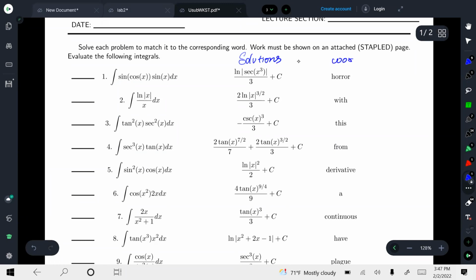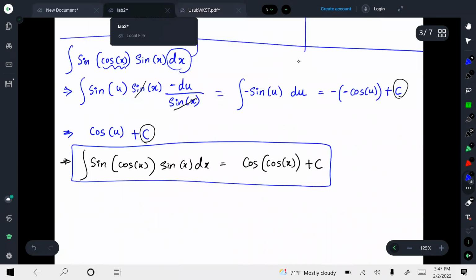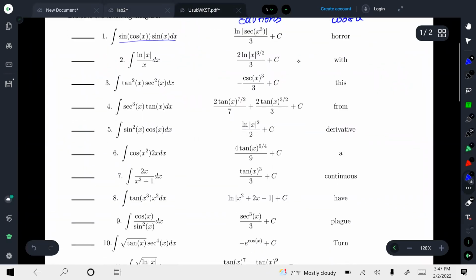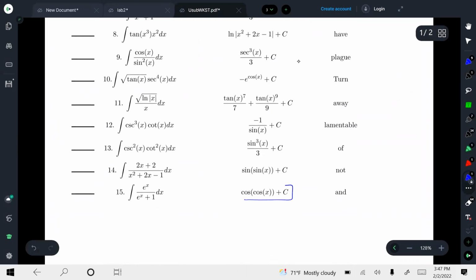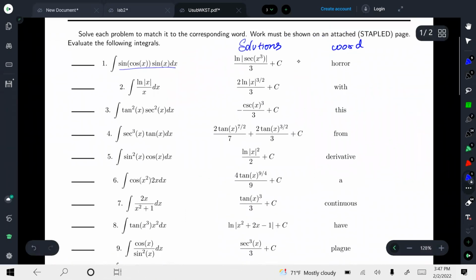And you have also words, right? Okay. Now for the first problem, we got the answer as cos of x, right? Now search for that answer in this column. Where is it? Okay, it's here. So this is the answer for the first problem. Now, what is the word which is associated with that? It is "and", right? Now remember that, and come back to the problem here.